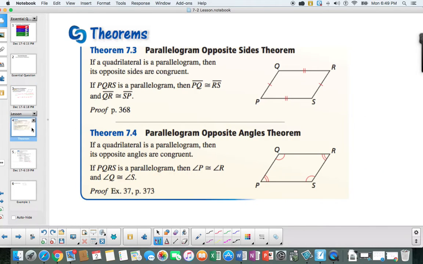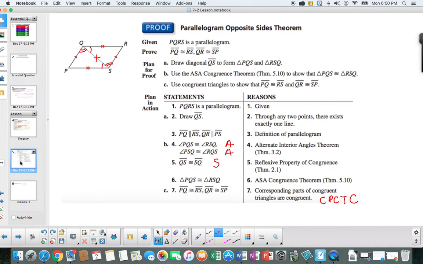What else can we discover about the parallelogram? Well, another theorem that we have is that if you have a parallelogram, then opposite sides are congruent. That means this side's congruent to this side, this side's congruent to this side. And if you have a parallelogram, then opposite angles are congruent. So this angle is congruent to this angle, and this is congruent to this. Let's take a look at the proof for the 7.3.